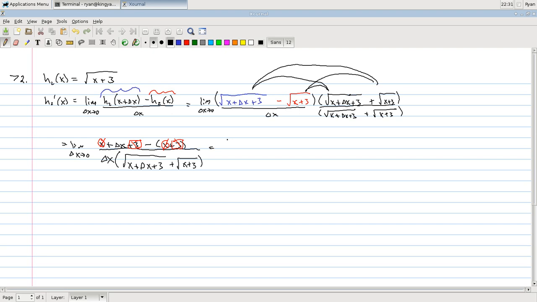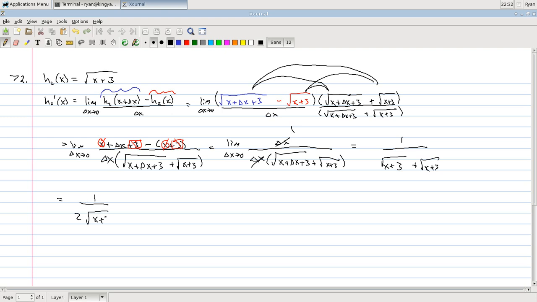That means all we're left over with is the limit as delta x goes to 0 of delta x divided by delta x times those two radicals, radical x plus delta x plus 3 plus radical x plus 3. And now these delta x's can cancel, and once the delta x's are gone, we can now evaluate our limit by direct substitution, and this gives us 1 over square root of x plus 3 plus the square root of x plus 3. And this we can simplify to being 1 over 2 square root of x plus 3.